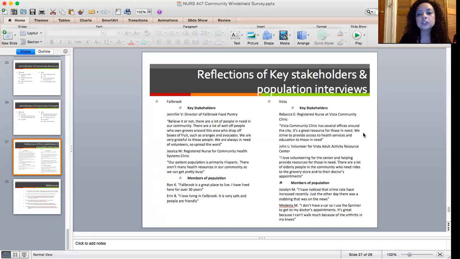Another key stakeholder, Jessica M., registered nurse for Community Health Systems Clinic. She stated, our patient population is primarily Hispanic. There aren't many health resources in our community, so we can get pretty busy. Members of the population: Ronke stated, Fallbrook is a great place to live. I've lived here for over 30 years. And Aaron B. stated, I love living in Fallbrook. It's very safe and people are friendly.